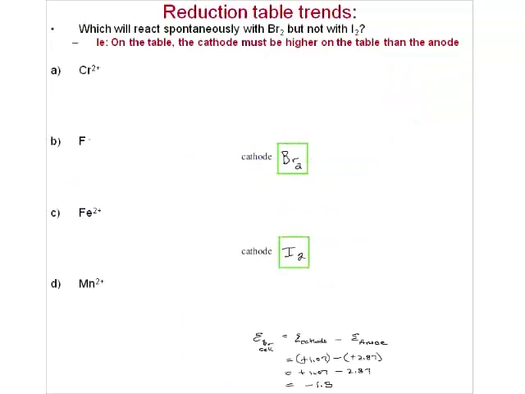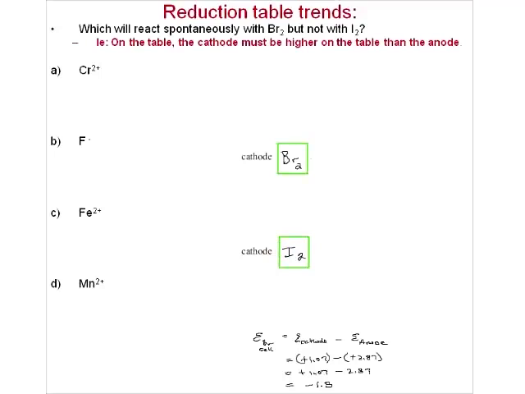Here's a public exam question, multiple choice. The question in black there says, which will react spontaneously with bromine but not with iodine? And our four choices are given here. So I have to logically go down through this and say, if I've got bromine and iodine, that's all I've got. I don't have anything else there.